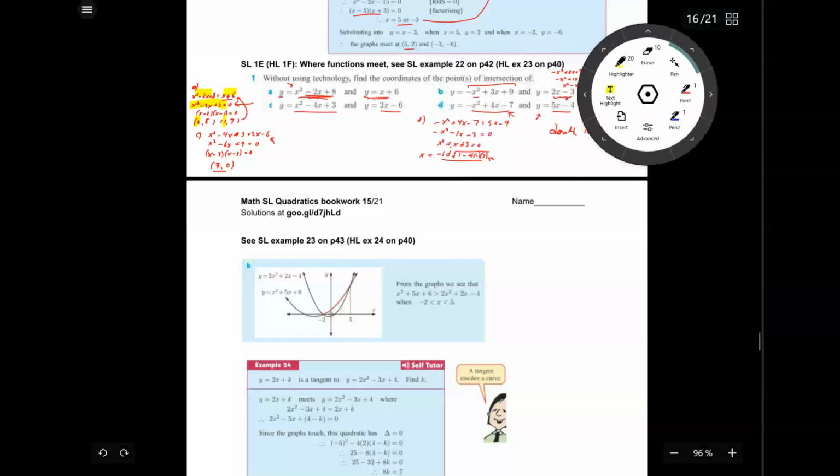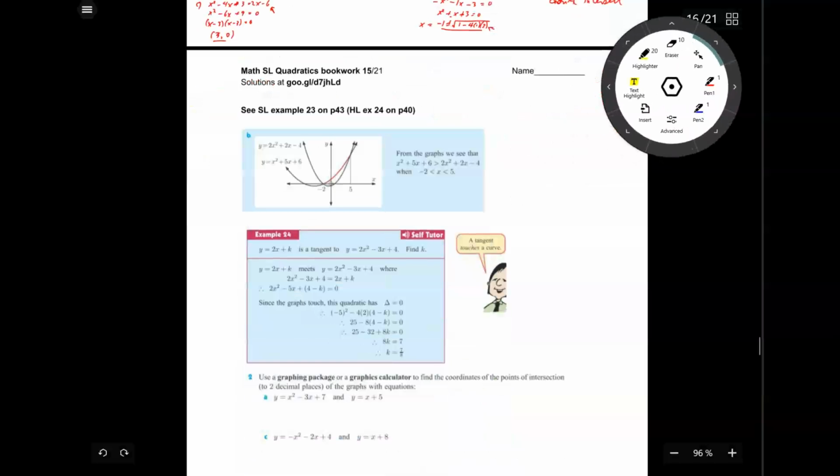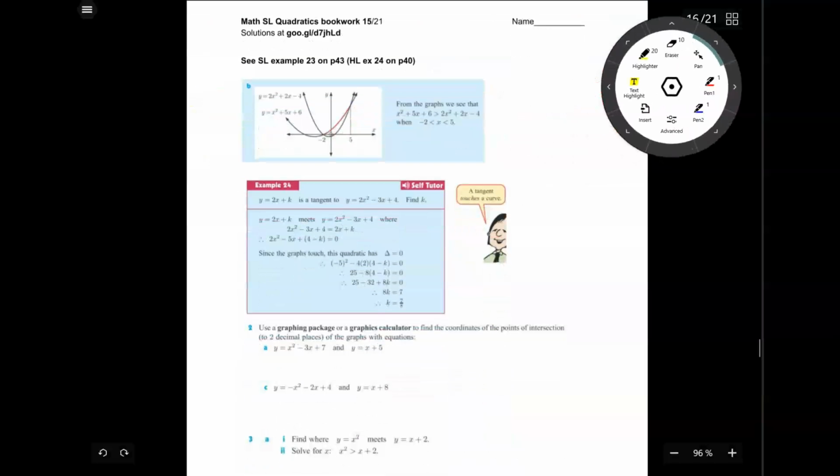We're going to start page 15 now. The example here talks about tangent lines. What is a tangent line?